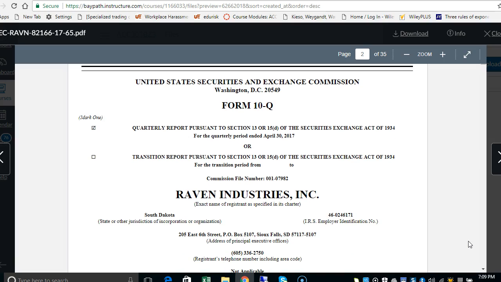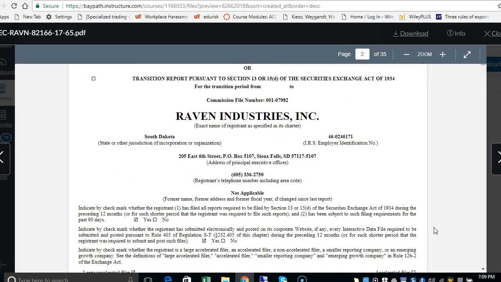You will find the 10Q report is essentially the same for every company. It's the same outline. So whether this is Raven Industries or Apple or Google, you will see that the same outline is used for all these companies. Obviously the content is different.